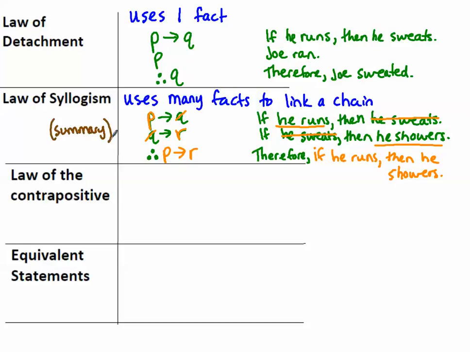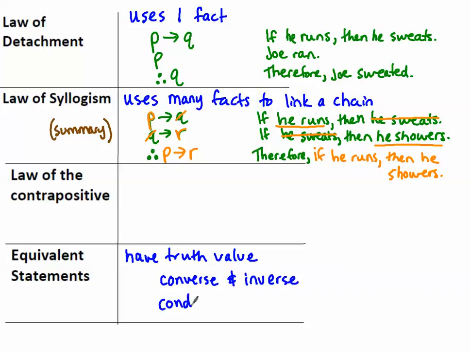Now, another law that helps us in making a valid argument is the law of the contrapositive, and that tags along with equivalent statements. Equivalent statements have the same truth value. They're either both true or both false. Which ones are equivalent? The converse and the inverse are equivalent to each other. The conditional statement and its contrapositive are equivalent to each other.